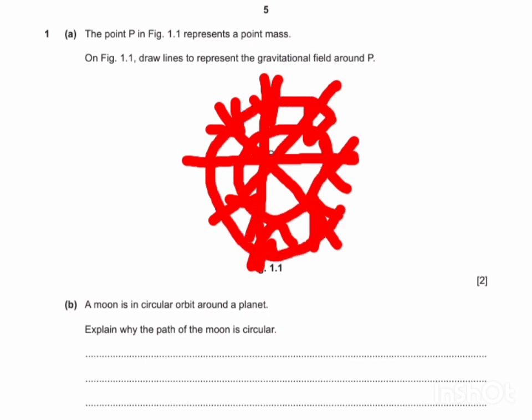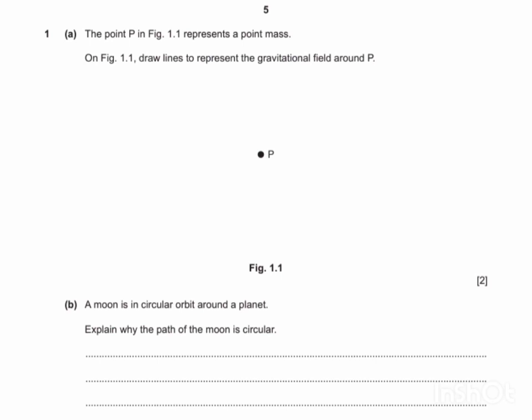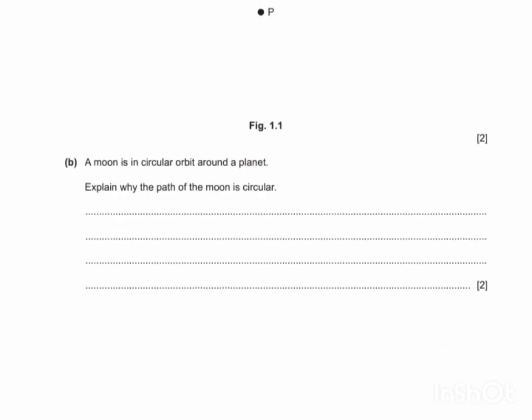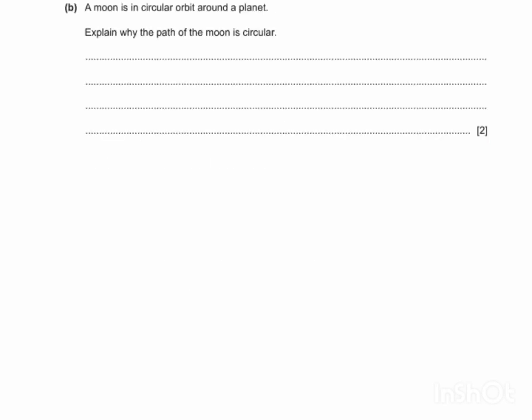And we know that the gravitational field is going to act in concentric circles. We don't have to draw these circles. I'm just showing you that as we go far from this point, the gravitational field is going to get weaker, right? Then for part B, we have a moon in circular orbit around a planet.